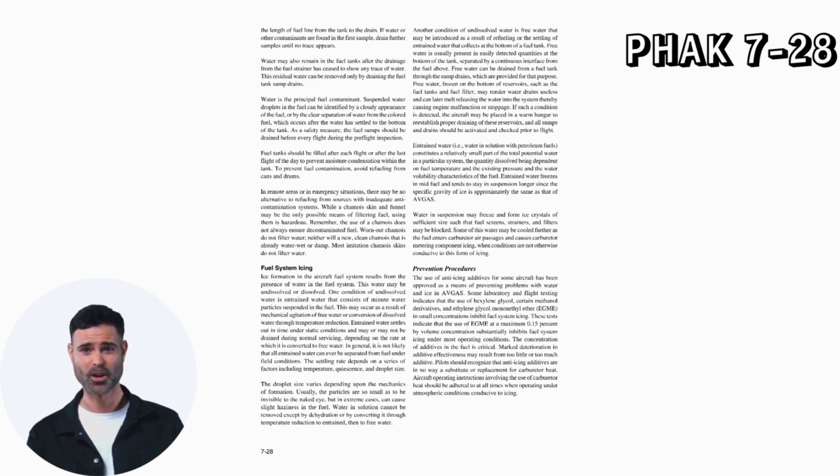If water or other contaminants are found in the first sample, drain further samples until no trace appears. Water may also remain in the fuel tanks after the drainage from the fuel strainer has ceased to show any trace of water. This residual water can be removed only by draining the fuel tank sump drains. Water is the principal fuel contaminant.